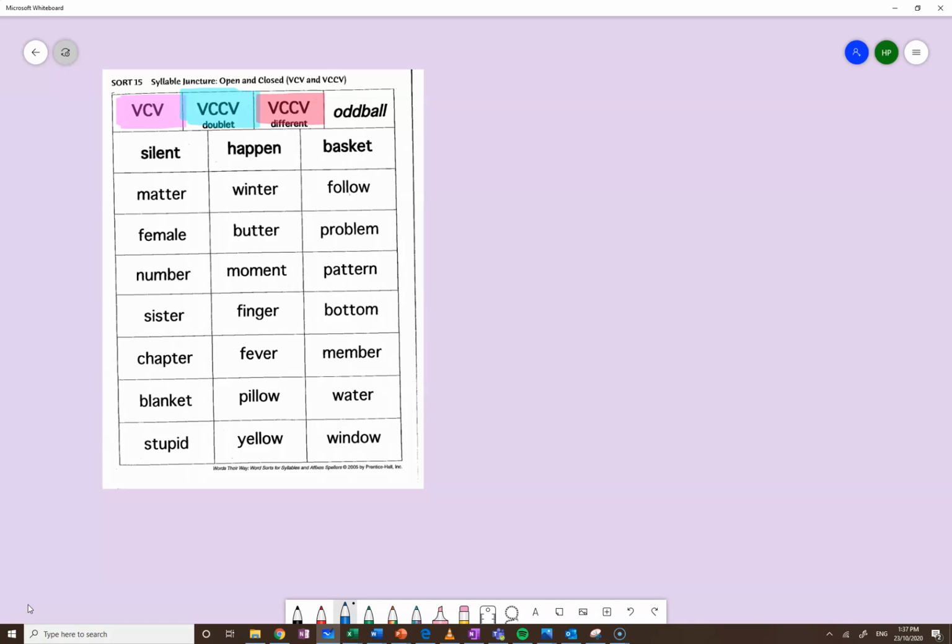The first one is silent. S-I-L-E-N-T, silent. I'm going to break those into their syllables. Silent, silent. I had to do that twice. It's a little bit trickier than it looks. Silent. And now I need to look at my spelling pattern. So I have V, C, V.